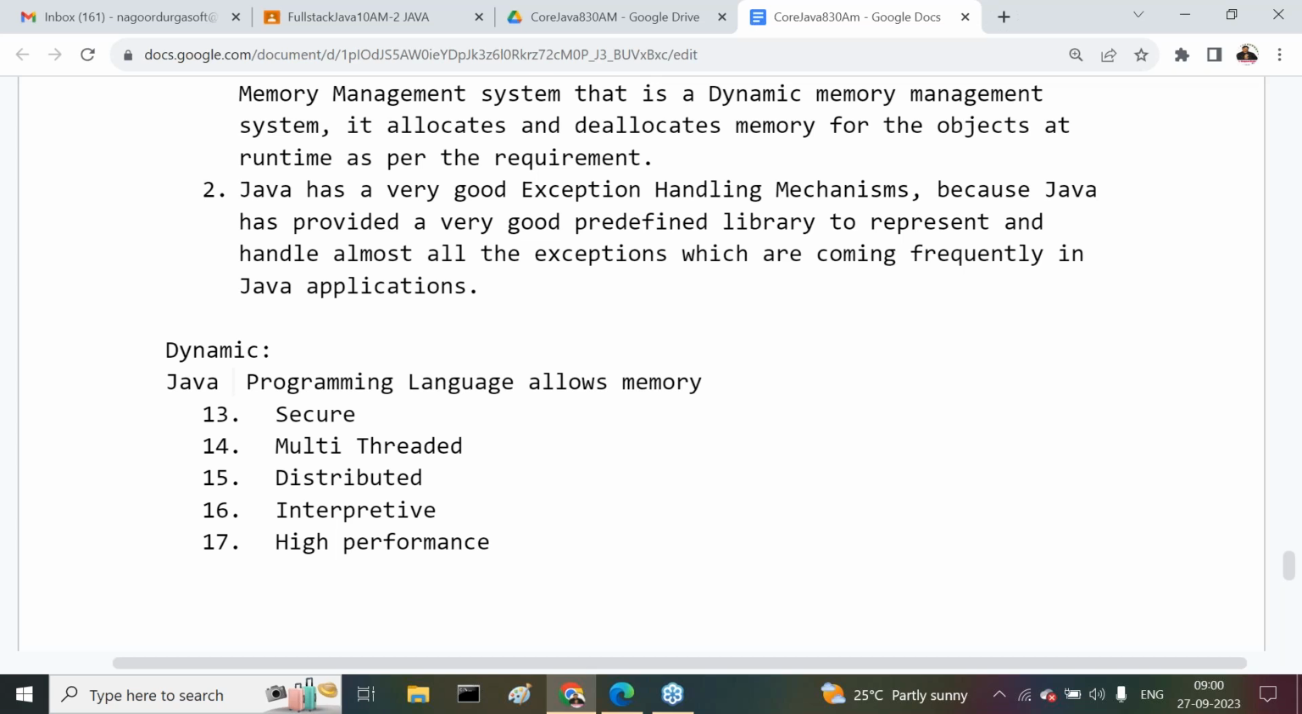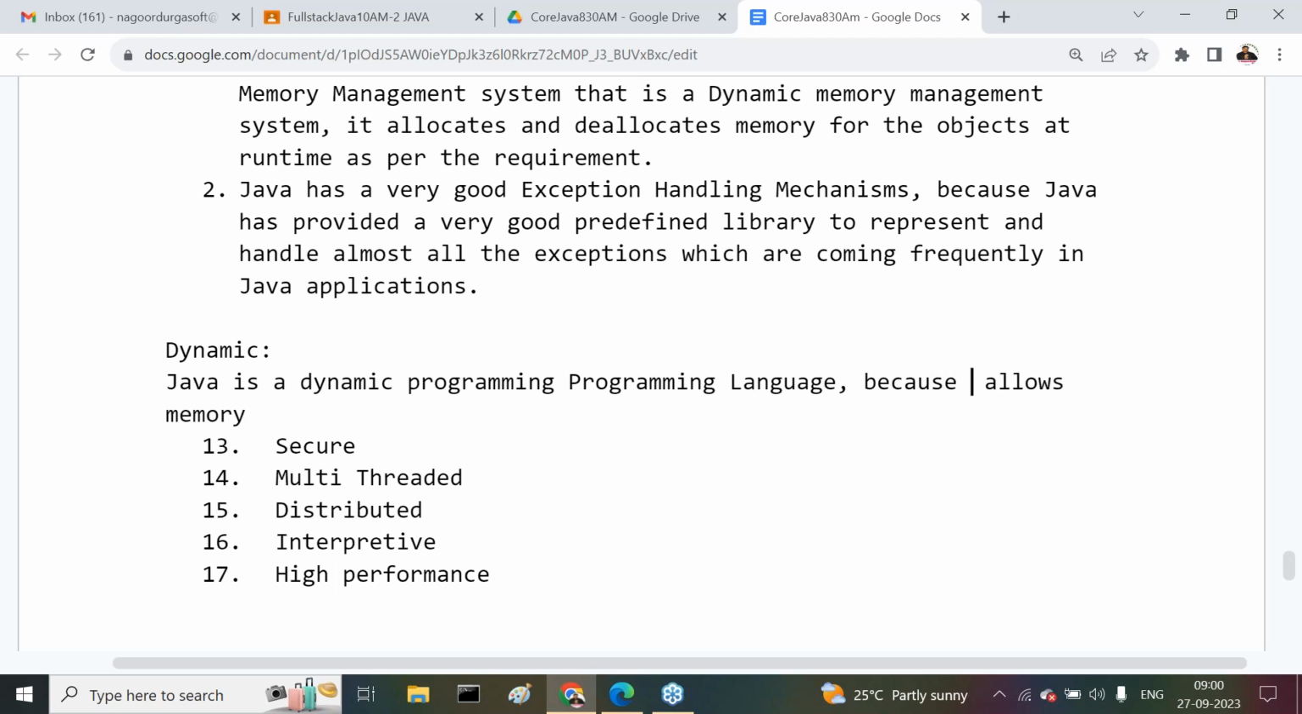Guys, observe carefully. Java is a dynamic programming language. Why? Because it allows memory allocation for the data at runtime.